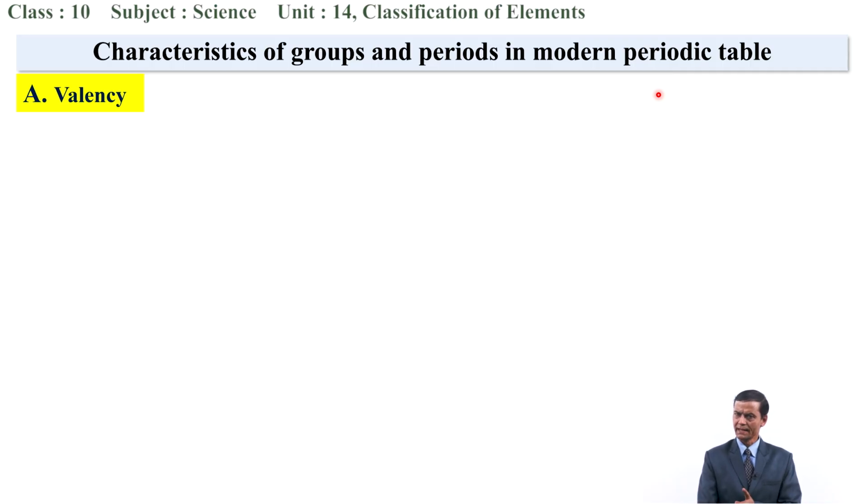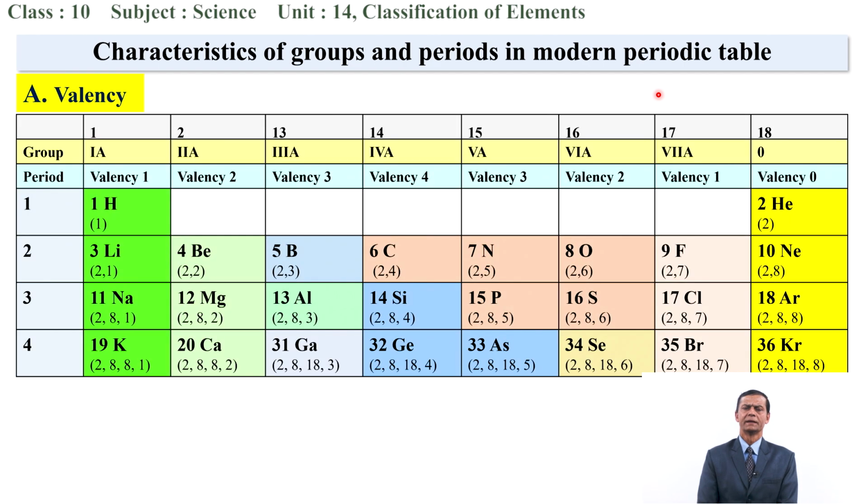So, first of all, let's discuss the valency. Dear students, look at here. Yes, I have already given one query to you, and I think you came to the conclusion. What is the valency of group 1? Group 1, valency 1. Group 2, valency 2. Group 3, valency 3. Group 4, valency 4. But group 5, valency 3. Group 6, valency 2. Group 7, valency 1. Group 8 or group 18 or 0 group, valency 0. Yes, that is mentioned in the periodic table here.